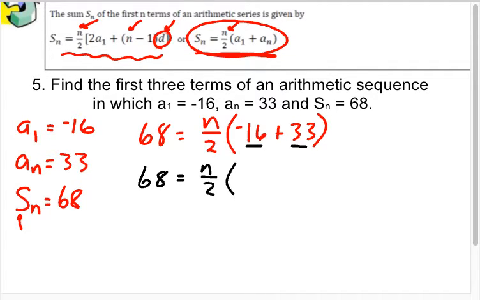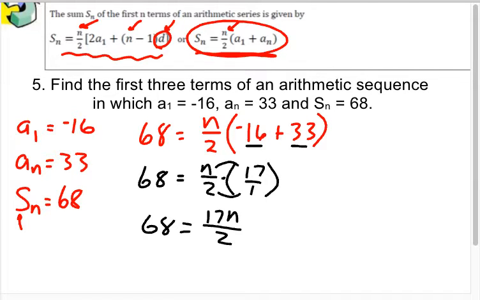Negative 16 plus 33, negative 16 plus 16 is 0. I'd say that is 17. But I'm going to say 17 over 1 because I have a fraction. So what I end up with here is 68 equals, multiplying these 2 fractions, first of all, n times 17 is 17n. And 1 times 2 is just 2.